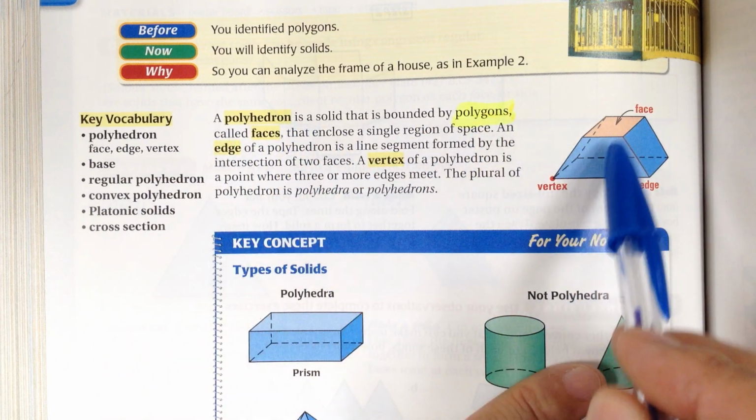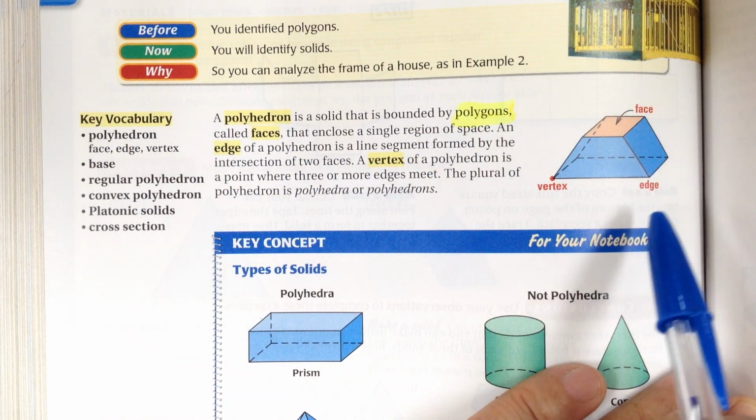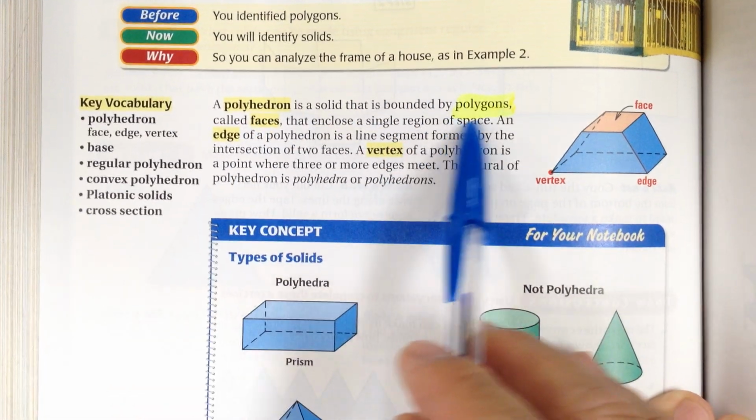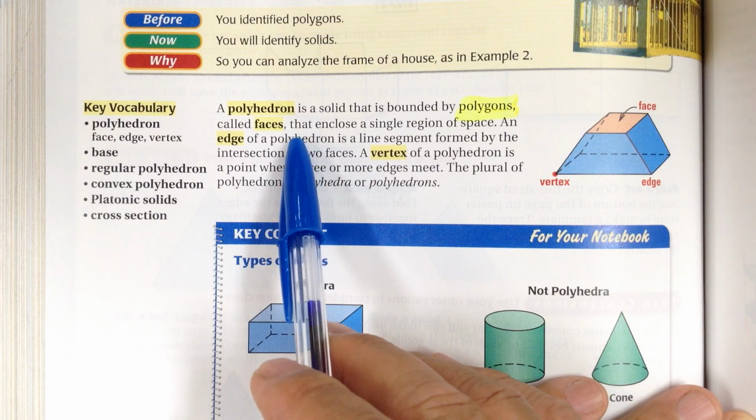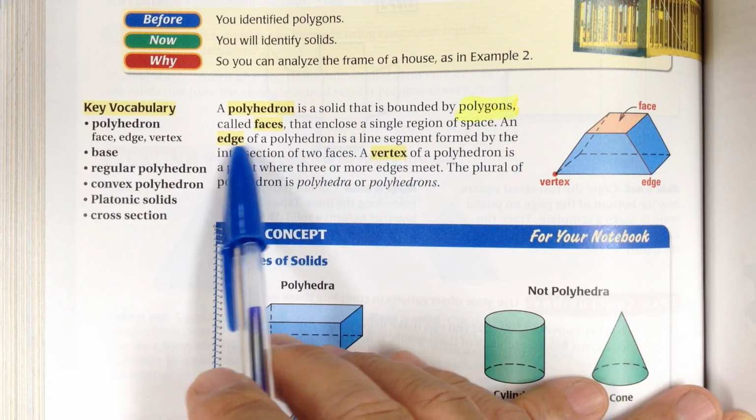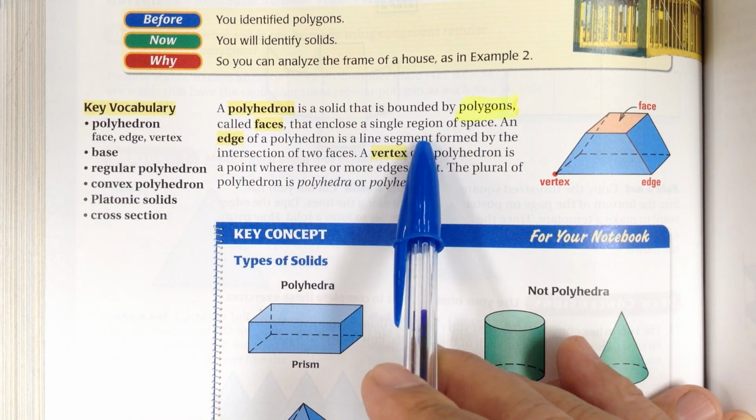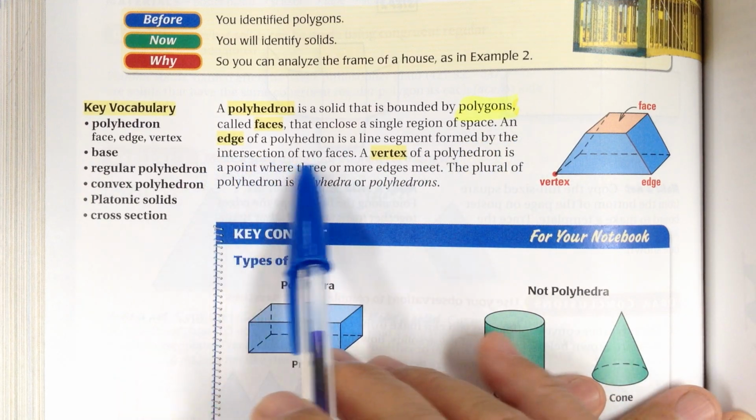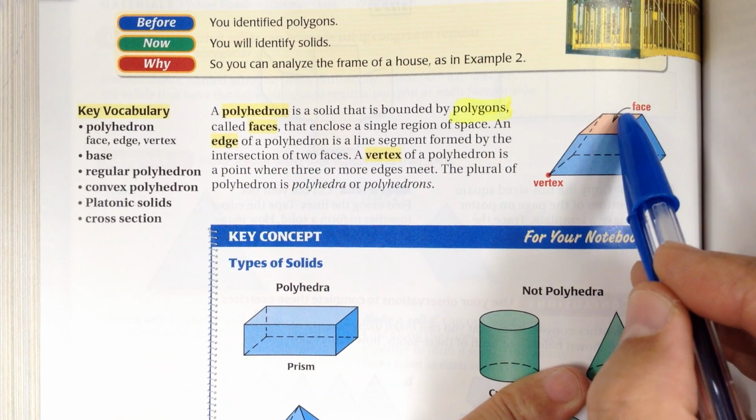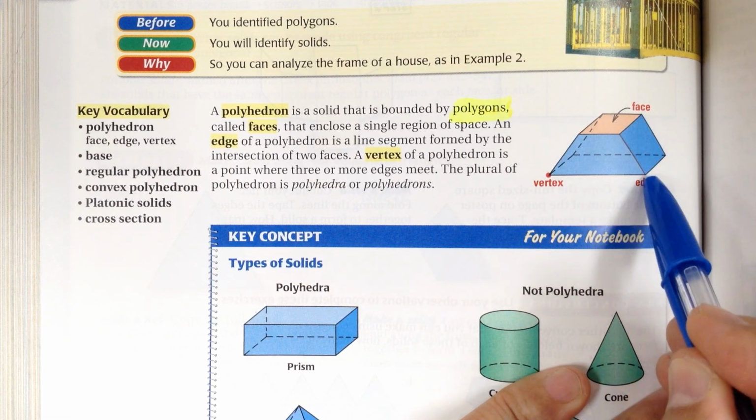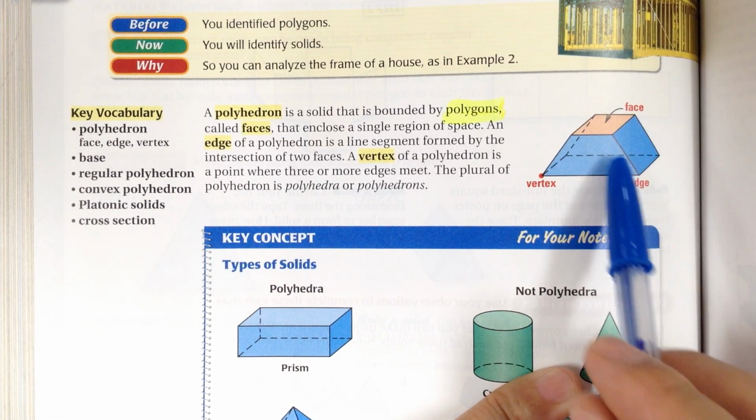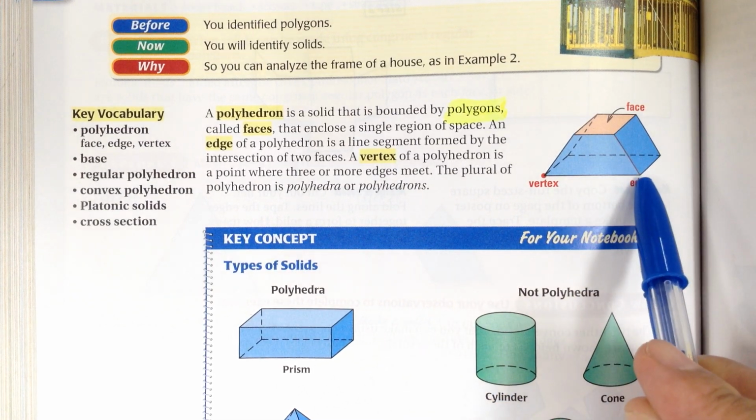So a polyhedron means every face must be made out of polygons. And each of these polygons is called a face. Okay? And that encloses a single region of space. An edge of the polygon is a line segment formed by the intersection of two faces. Okay, so a face is like an area, and the edge is like where the two faces meet. So this would be an example of an edge.